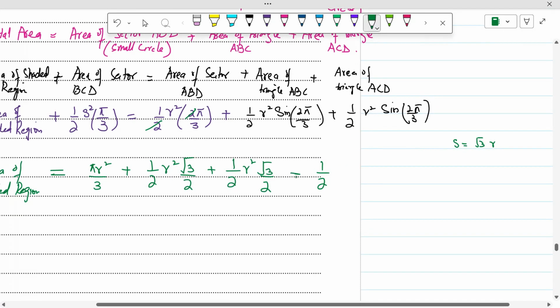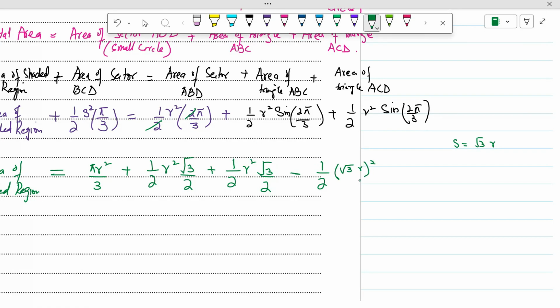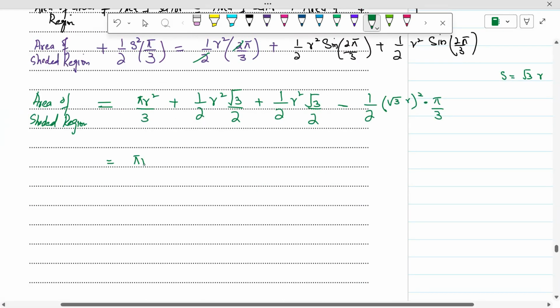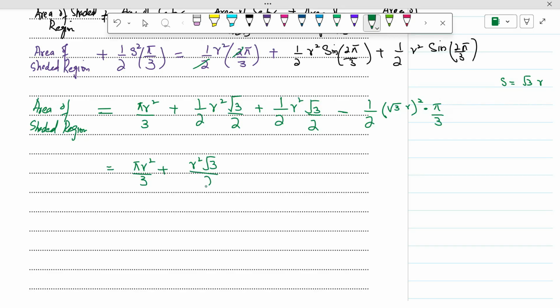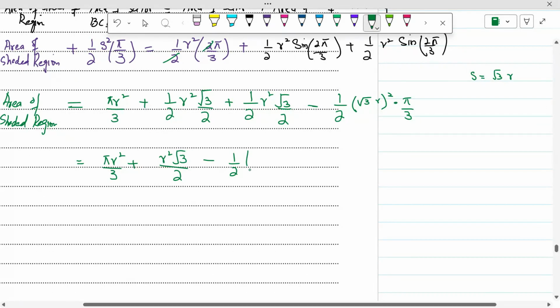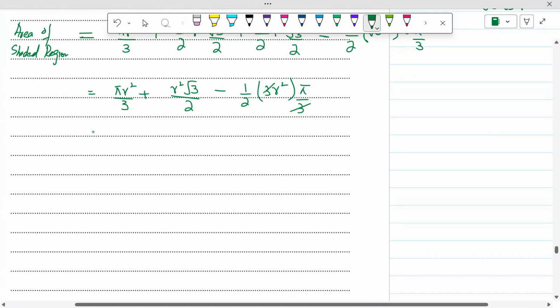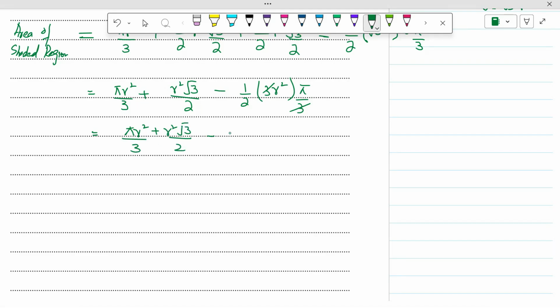So when we plug in s equal to under root 3 r whole square times pi by 3, this one is equal to pi r square over 3 plus r square under root 3 over 2 minus 1 over 2 times 3 r square times pi by 3. So 3 will be cancelled out. So we will have pi r square plus r square under root 3 over 2, and this one over 3, minus r square pi over 2.